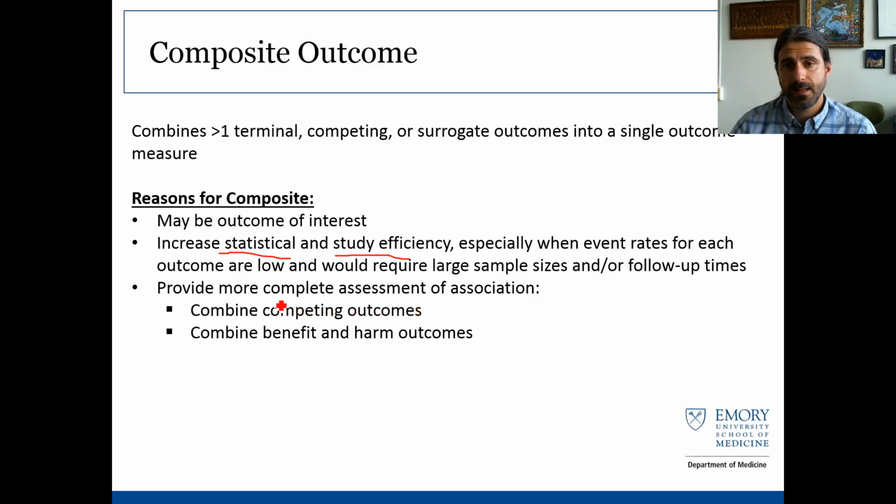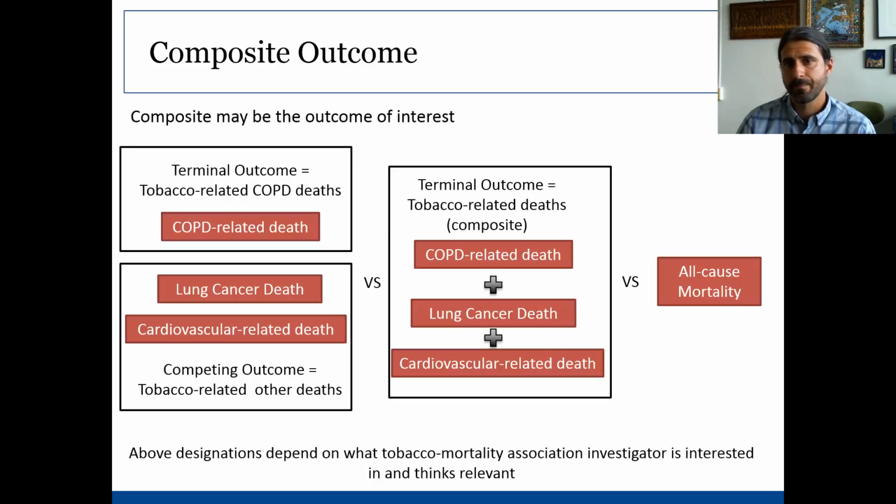Sometimes it can provide a more complete assessment of association. You can combine competing outcomes to give you a more complete assessment of all the potential outcomes that can happen with a treatment or lack thereof. Sometimes you can combine benefit and harm outcomes that help balance the risks and benefits of a treatment and give a more complete picture in your results.